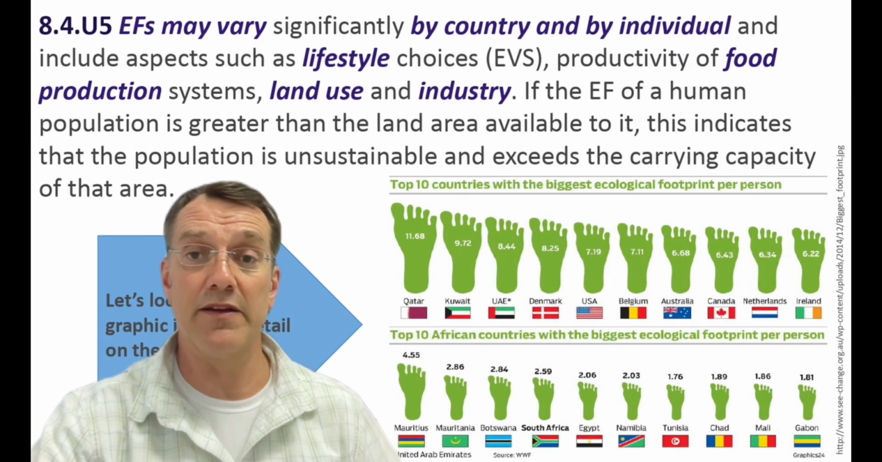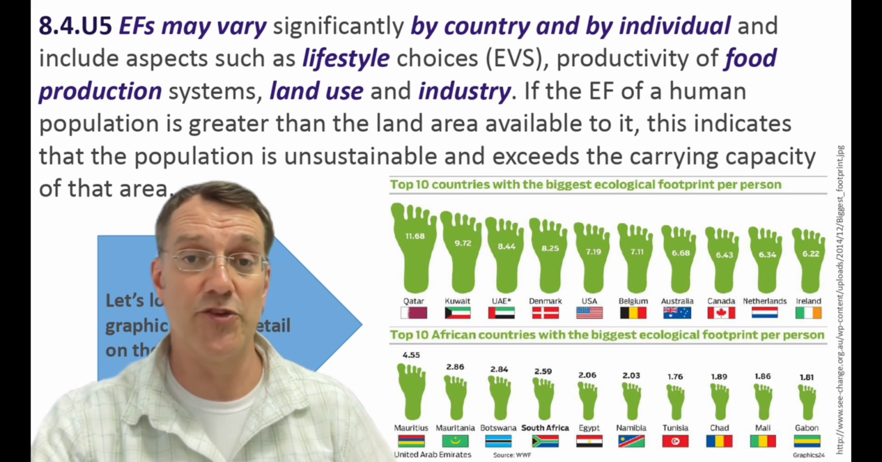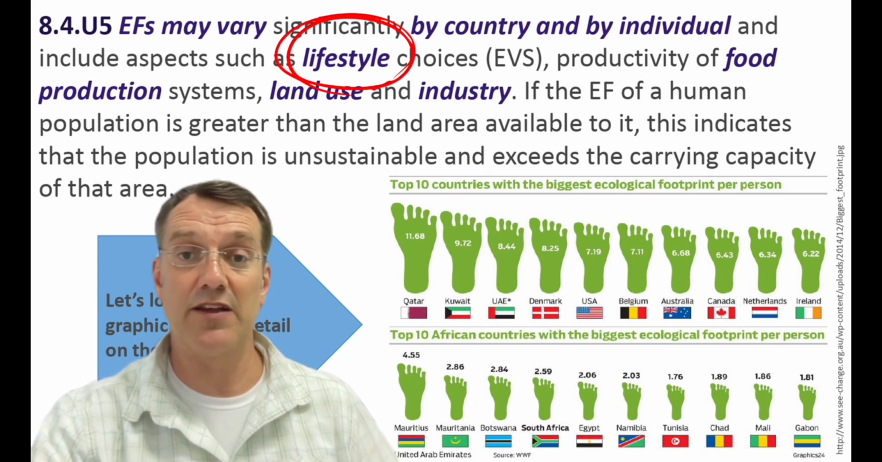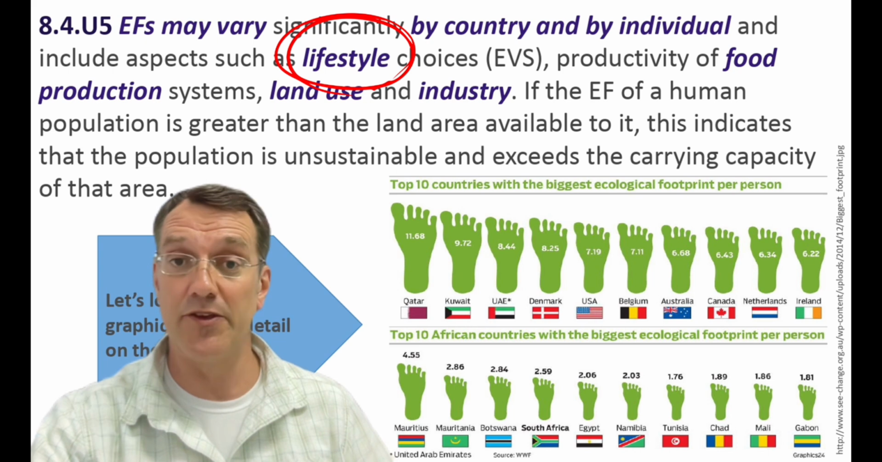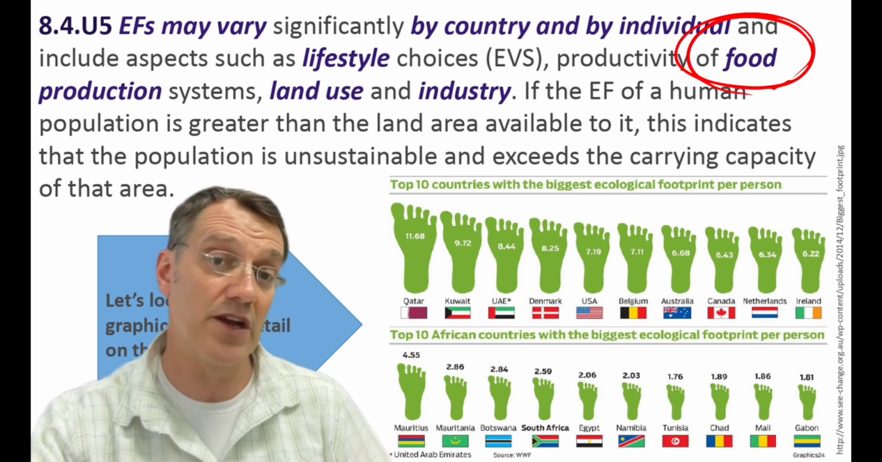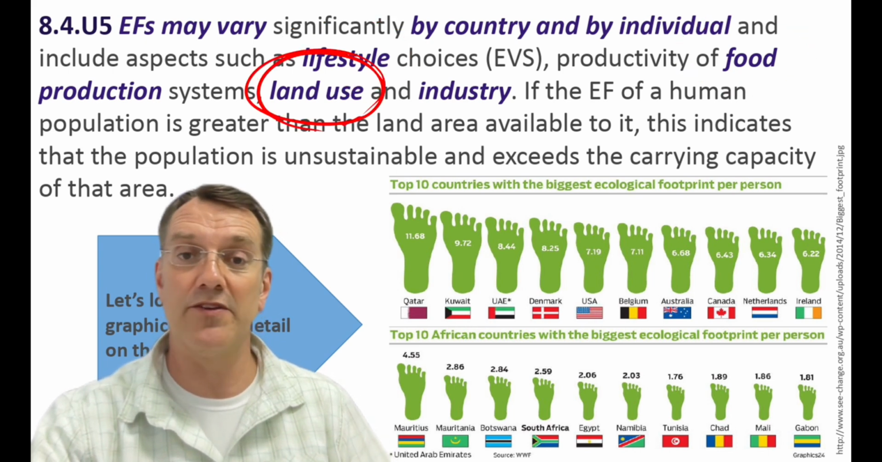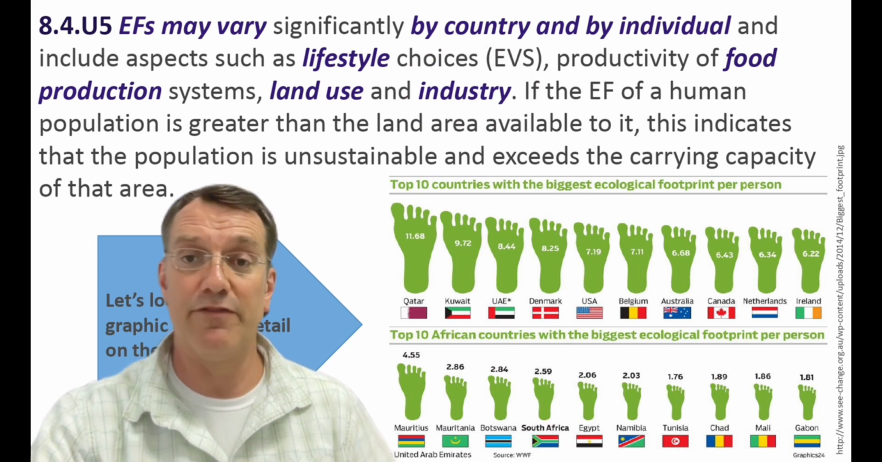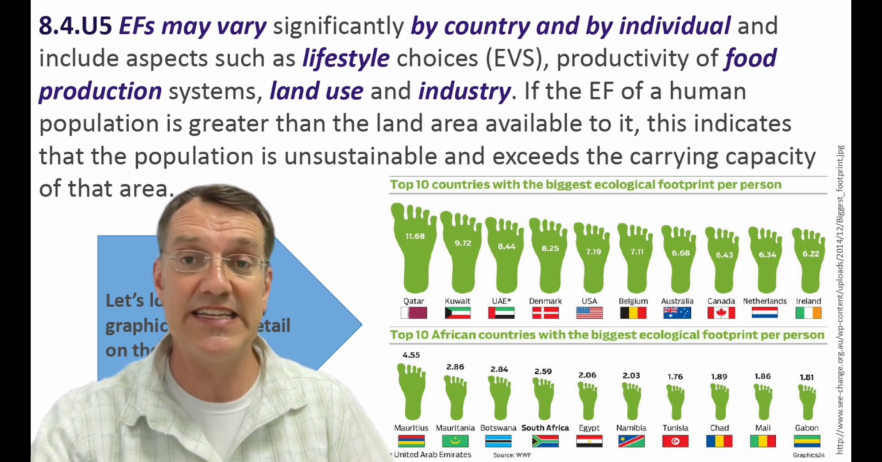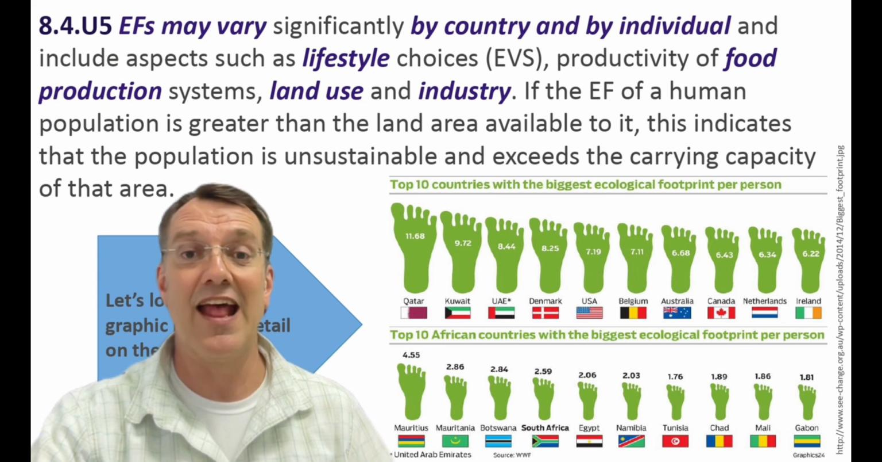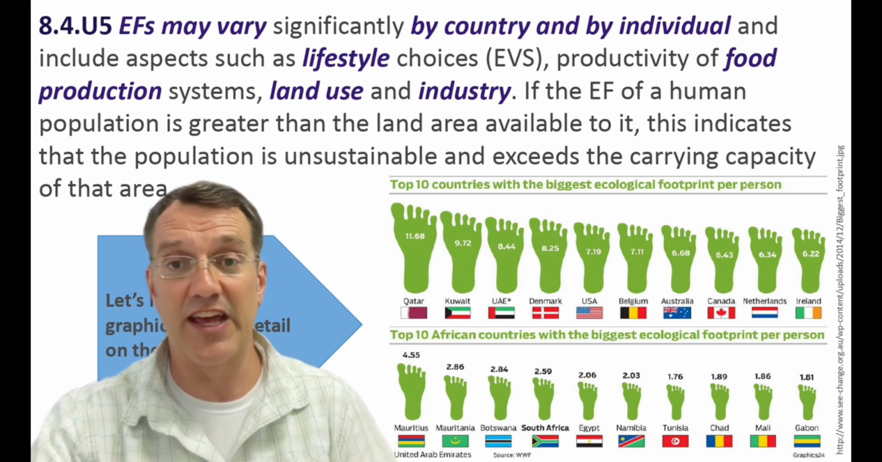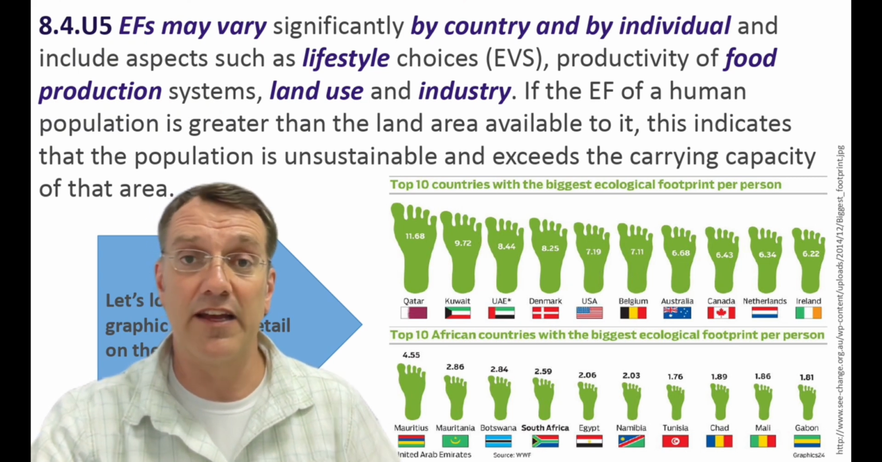Ecological footprints vary significantly by country and individual. Factors include lifestyle choices that are shaped by environmental value systems, productivity of food production systems, land use patterns, and industrial activities. If a population's ecological footprint exceeds the land area that's available to it, that population is living unsustainably and they are exceeding carrying capacity.